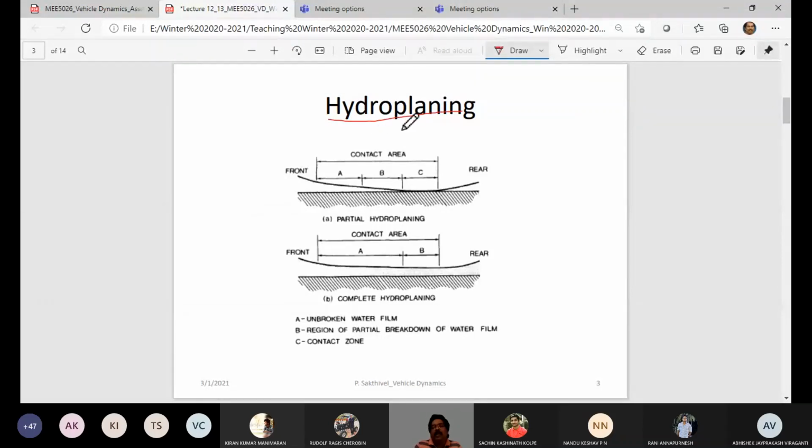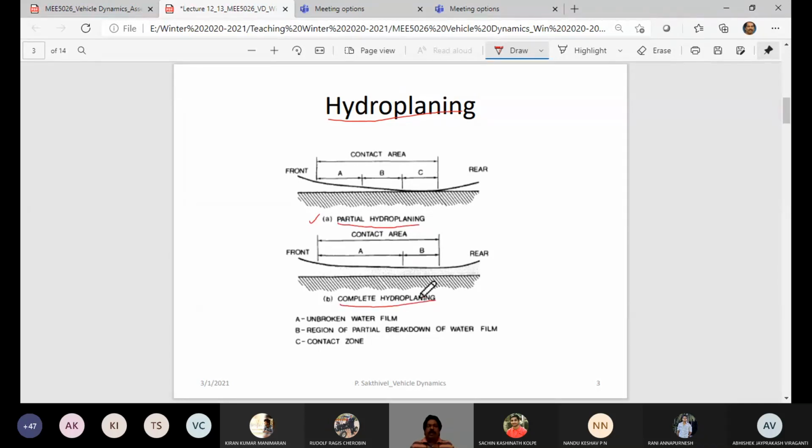When you are driving at higher speeds and suddenly you are braking your vehicle, the contact surface of the tire with the road would disappear and the fluid film will occupy completely. So you could see here there are two pictures. One is figure A, which is called partial hydroplaning. Another one is complete hydroplaning.